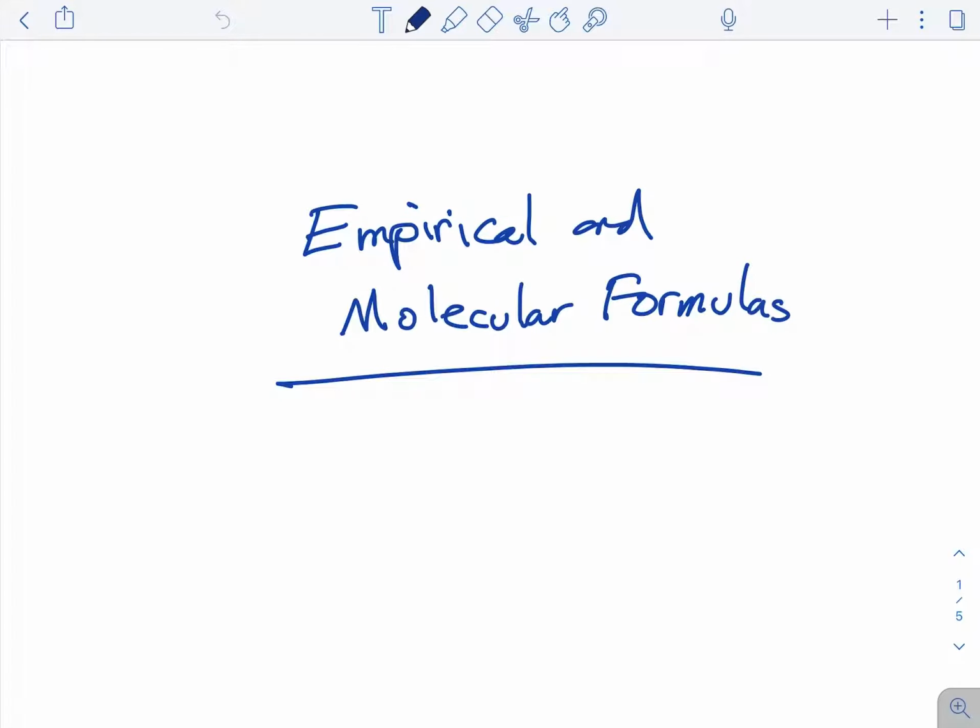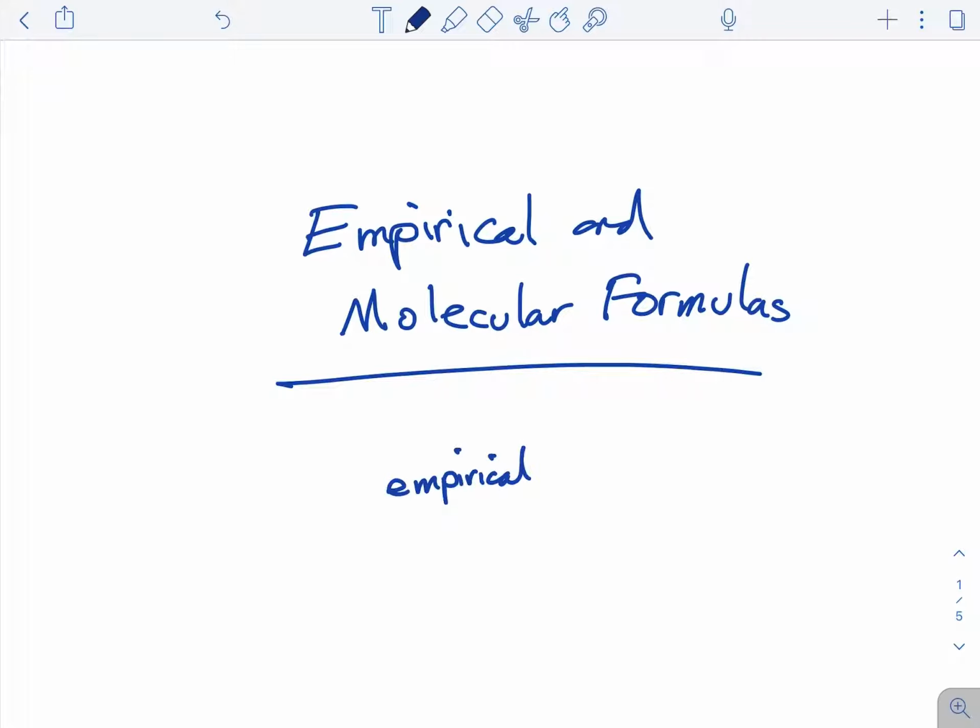Hey everyone, this is a video to go over empirical and molecular formulas, how to calculate them from data. This is basically an application of stoichiometry where prior to this we've always used a formula to find the mole-to-mole ratio, and here we're doing the reverse. We're going to determine a mole-to-mole ratio, and that's going to tell us the formula.